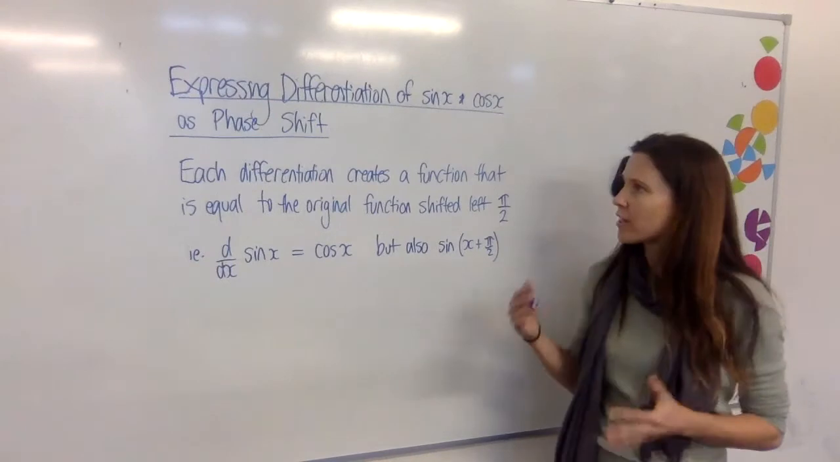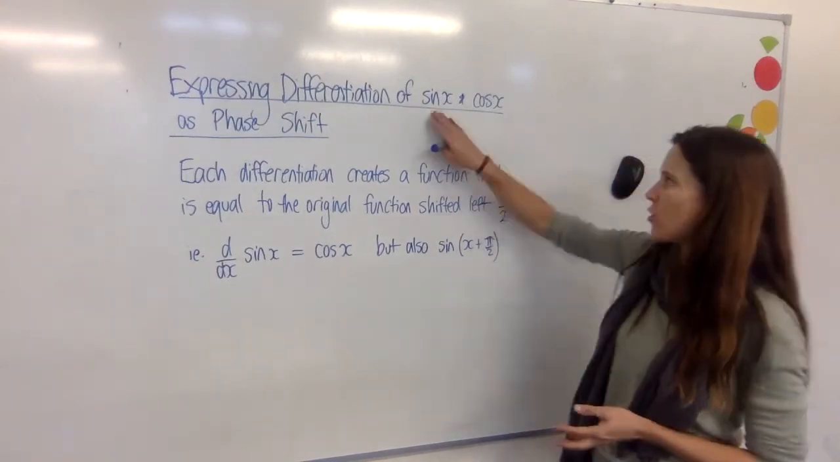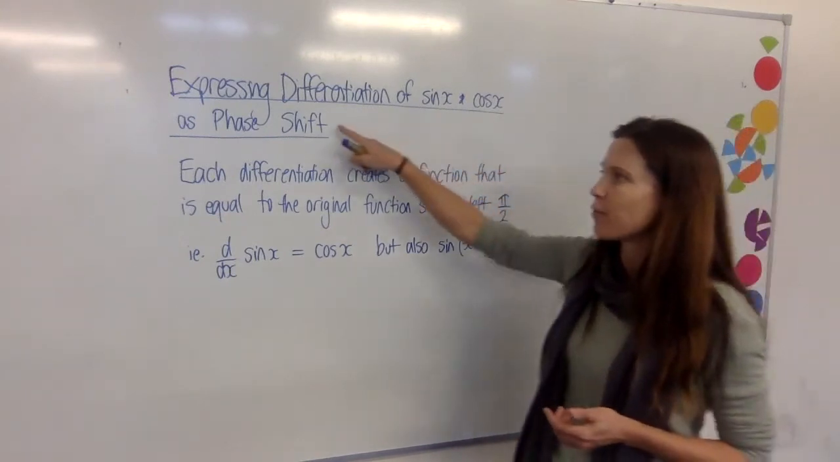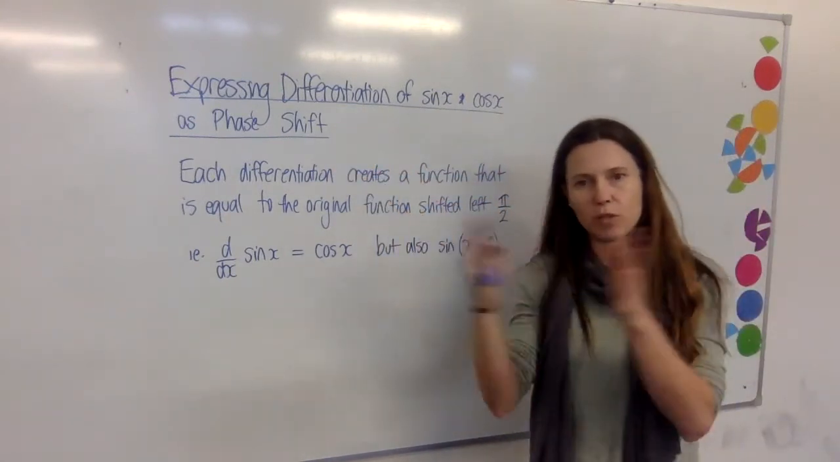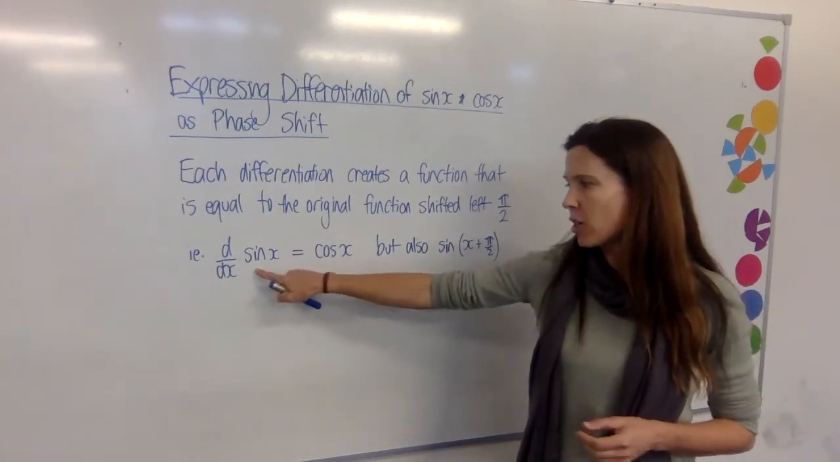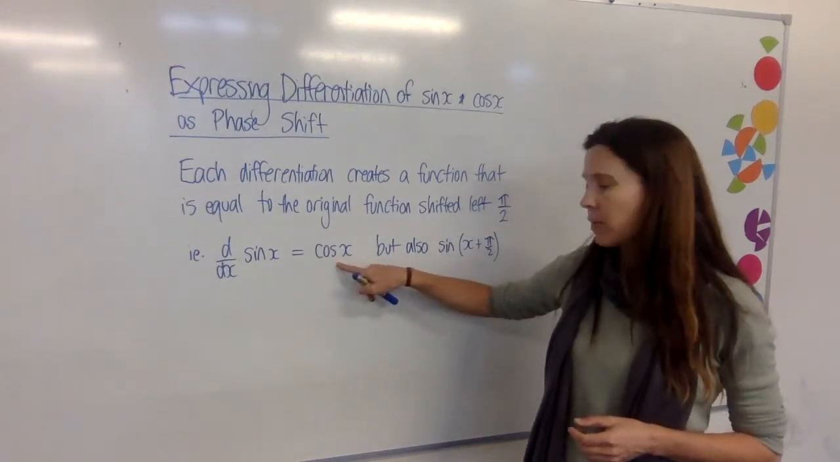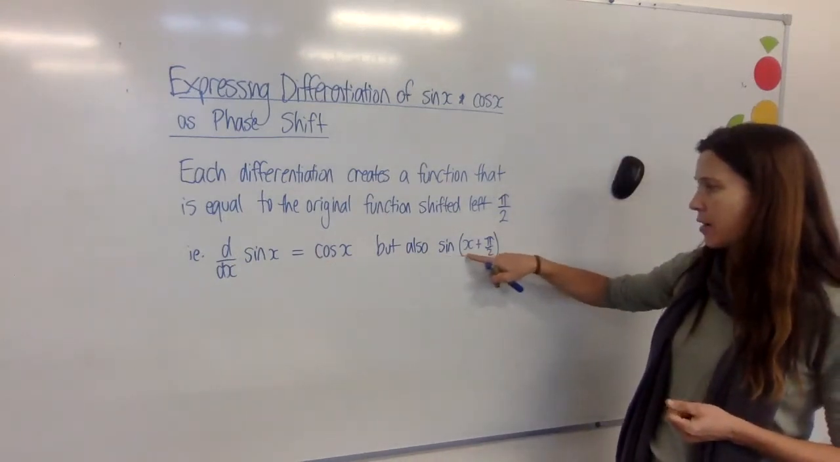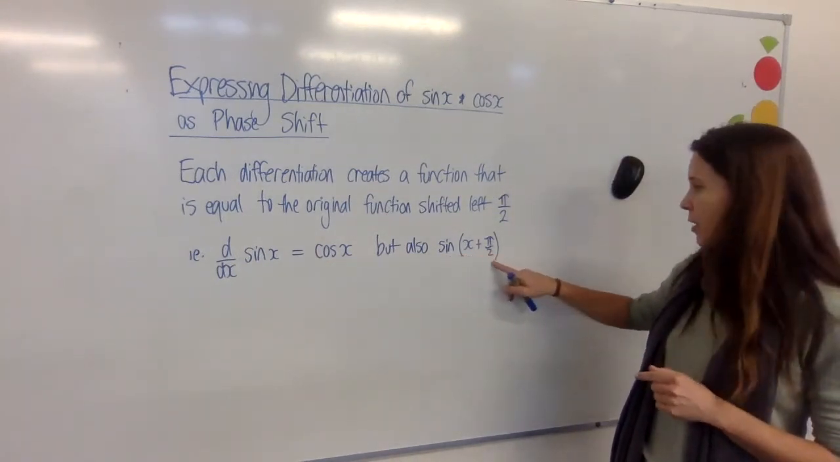So then we can actually express a differentiation of y equals sine x or y equals cos x as a phase shift. And what that means is a shift or a translation left or right. Now, we've already seen that when we differentiate sine x, we get cos x. But we also know that cos x is exactly the same as the sine of x plus pi on 2.